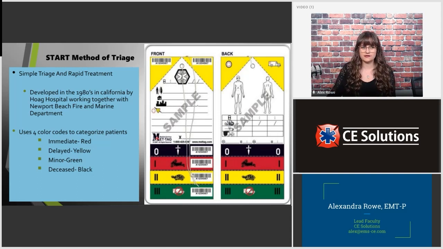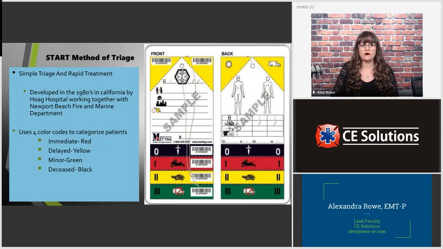Immediate is red, so those are your priority patients. Yellow would be delayed. Green is for the minor injuries. And then the black color on the card is for deceased or basically injuries that are non-compatible with life. And I'll give you a few examples of each here in a minute.